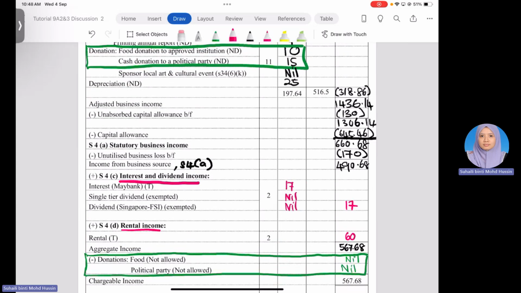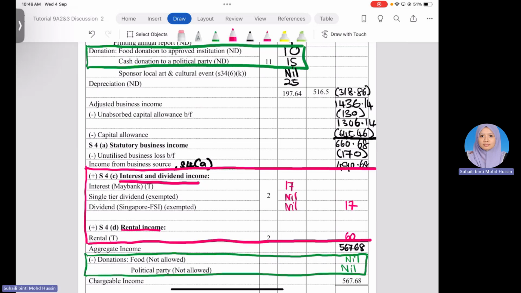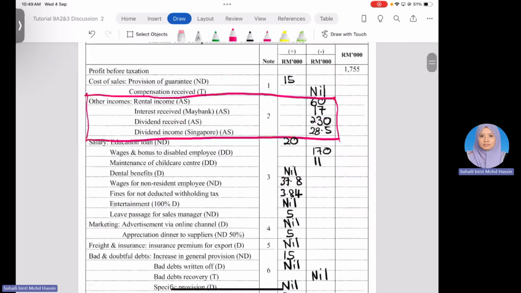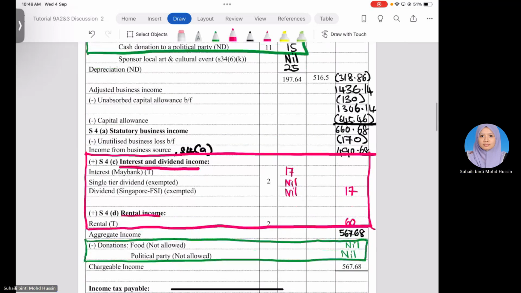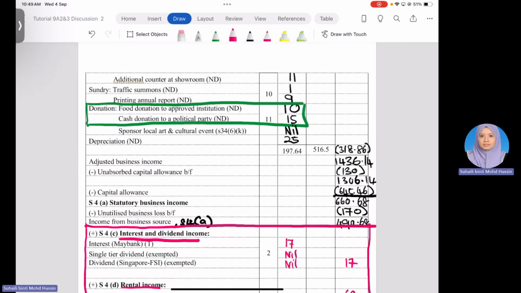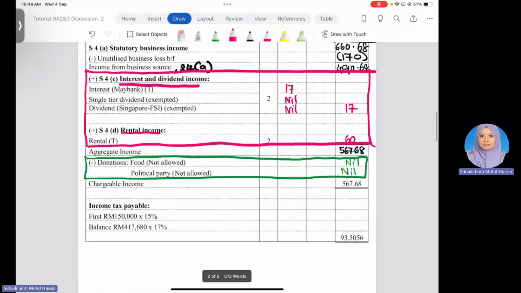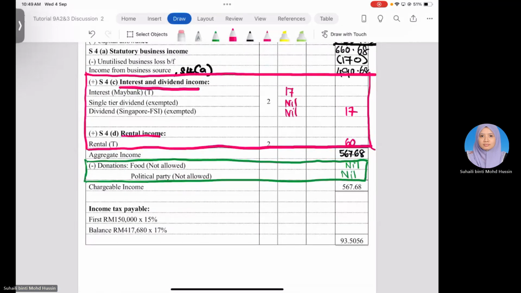Okay, so this one I put here, so that later on you can check back on this one. Pink color here represents the amount that you assess separately. You record again after section 4A, you have 4C, 4D. Donation is not allowed to deduct at the adjusted business income level, and again at the aggregate income level. So both also not allowed for deduction. Then you get the chargeable income.